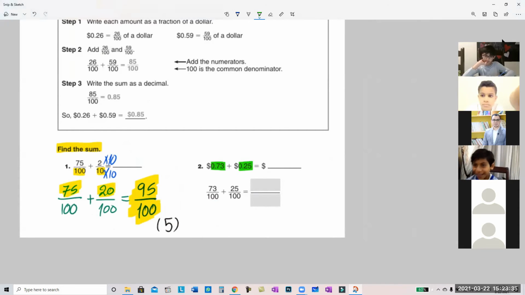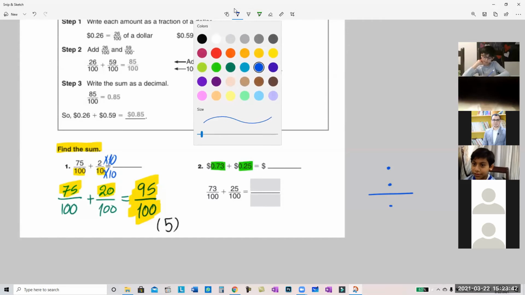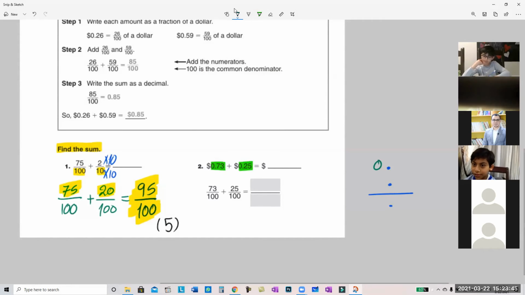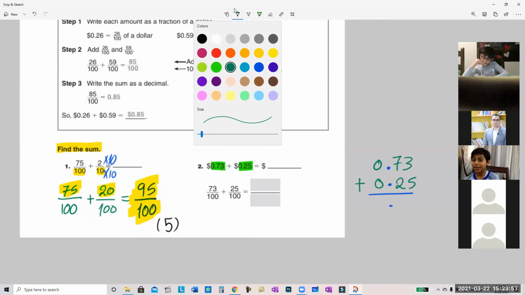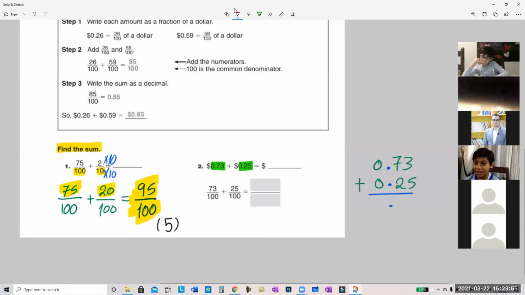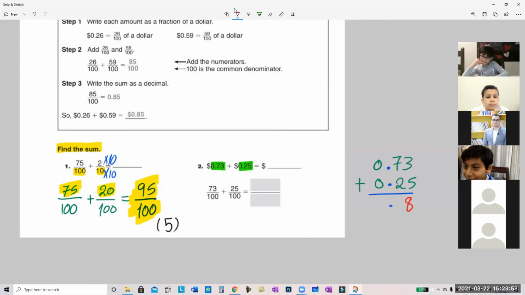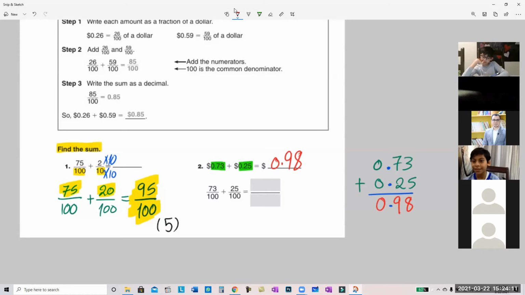In this way, you have to put the numbers under each other. Don't forget to put the points first, like that, and then write the numbers. So it will be 0.73 and 0.25, and then add. Let's add. 5 plus 3 is 8. 7 plus 2 is 9, and put the 0. So it will be 0.98.